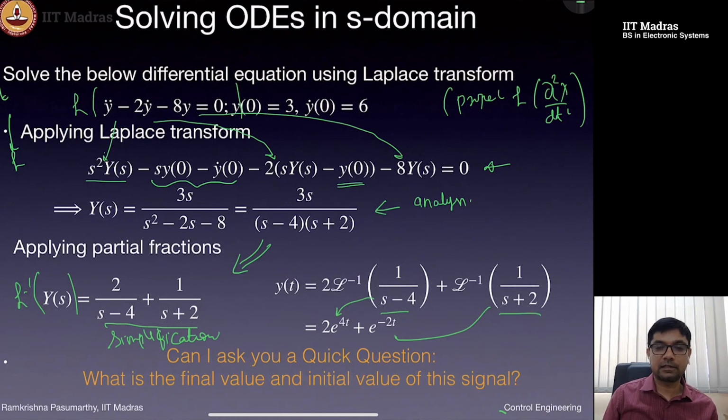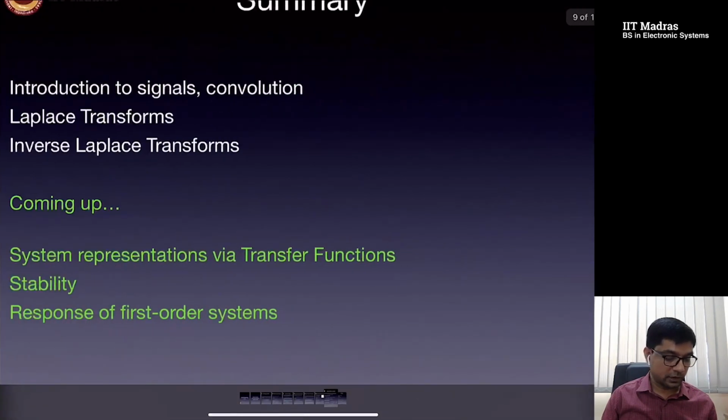It's been a while since I asked you questions on the slides. What are the final value and initial value of this signal here, y of t? Also, y of s. Okay, so let me just summarize.